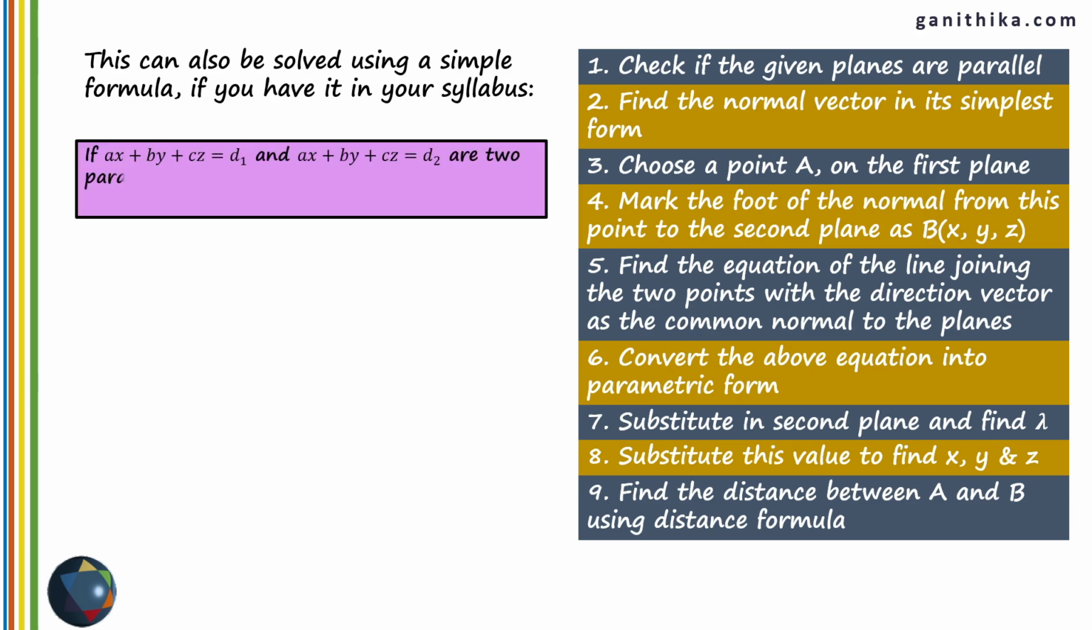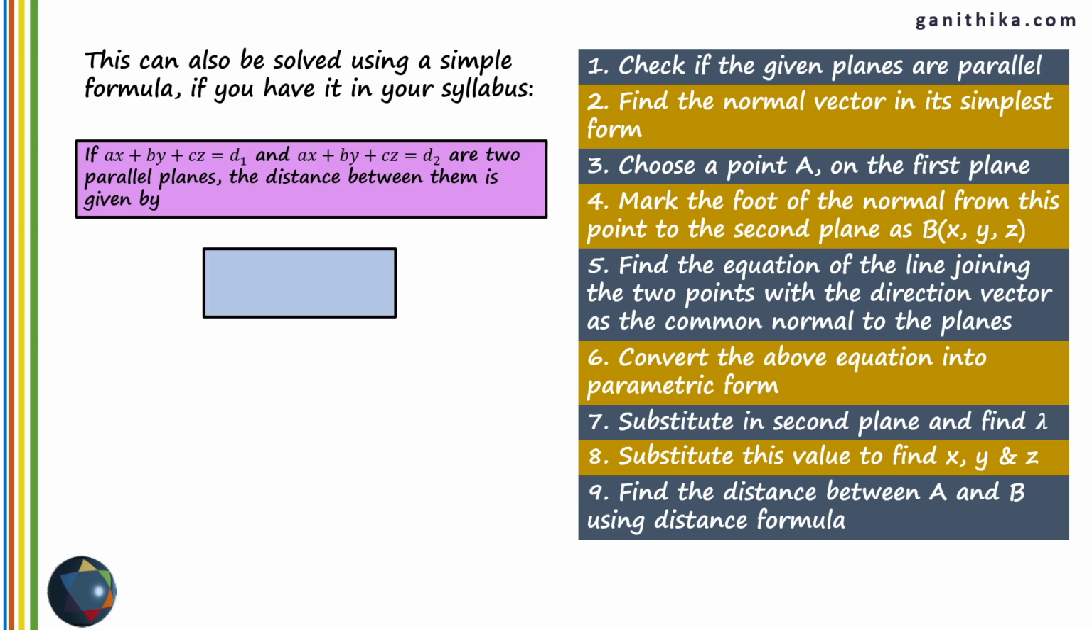And I'm going to give you a general statement here. ax + by + cz = d1, and the same ax + by + cz = d2. So these are the two parallel planes. You can obviously say that the coefficients are the same. Therefore, it is a set of parallel planes, and the distance between these two parallel planes is given by the modulus, which means absolute value, the positive value of d2 minus d1 or d1 minus d2. You can choose either way, but the final result should be positive.